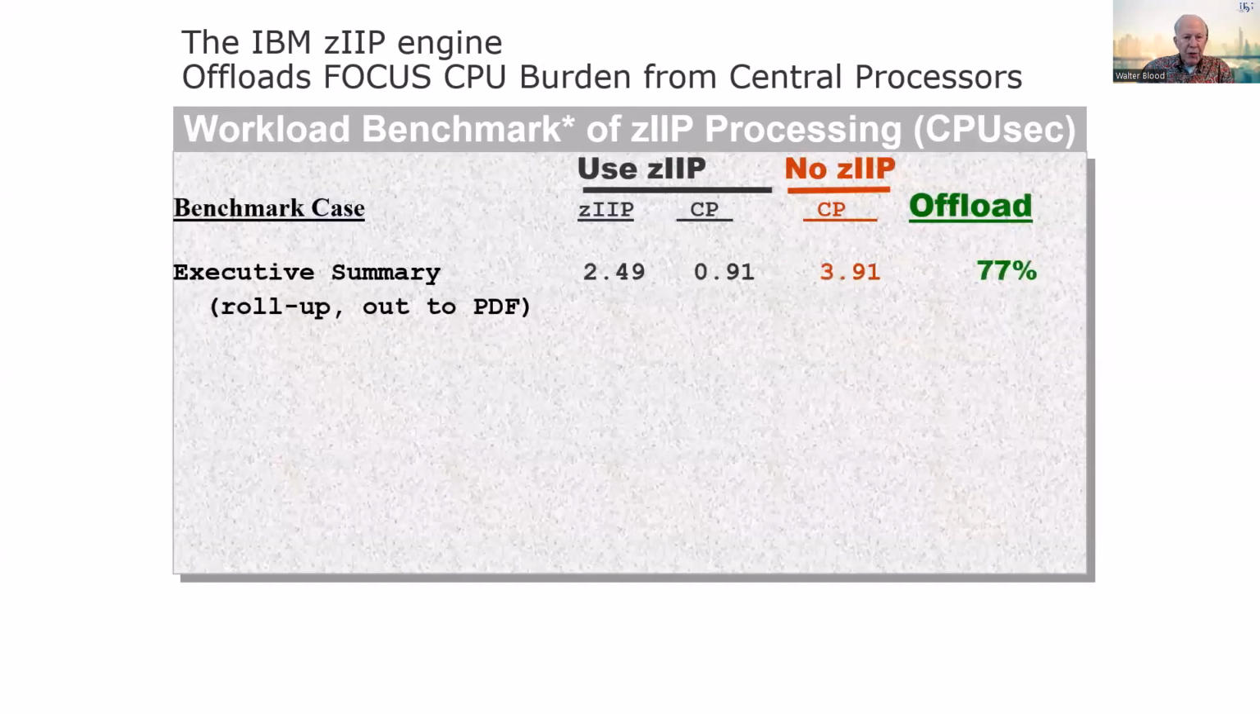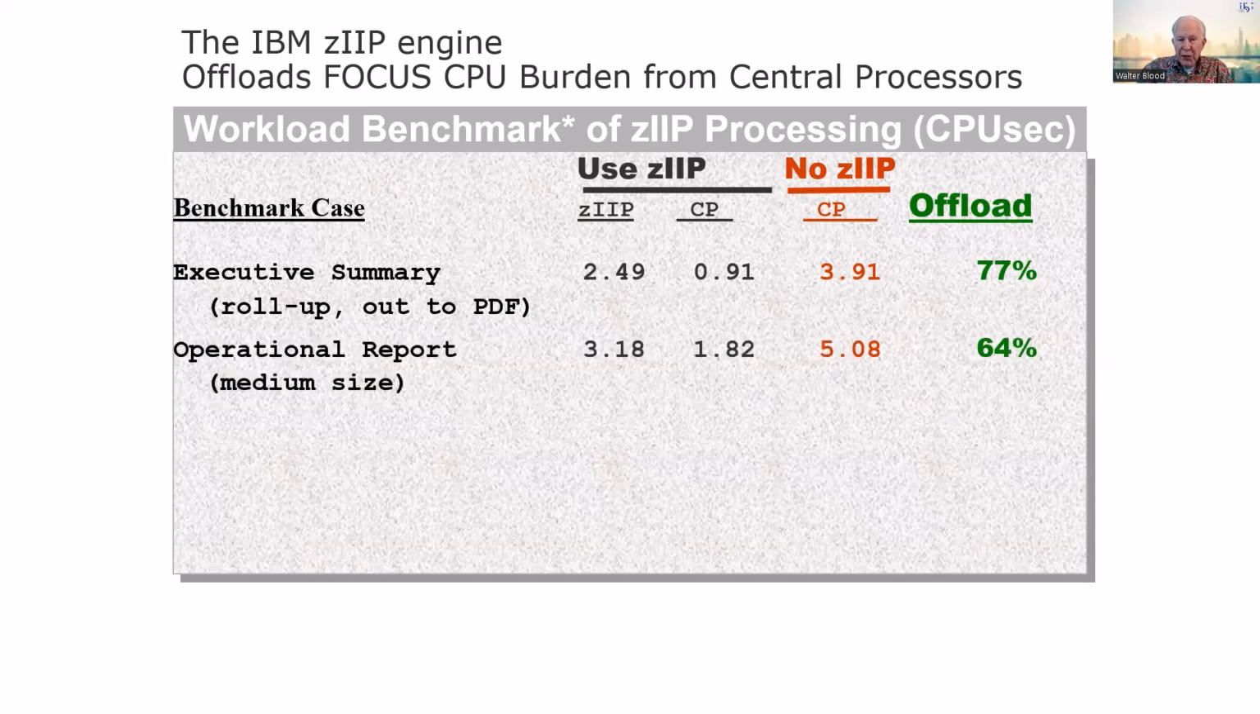So the first thing we'll take a look at is an executive summary, a roll-up, and we're going to output it to a PDF. So there's going to be a lot of aggregation. If we run this without the zip, it's almost 4 seconds of CP. If we run it with the zip, less than 1 second, an offload of about 77%.